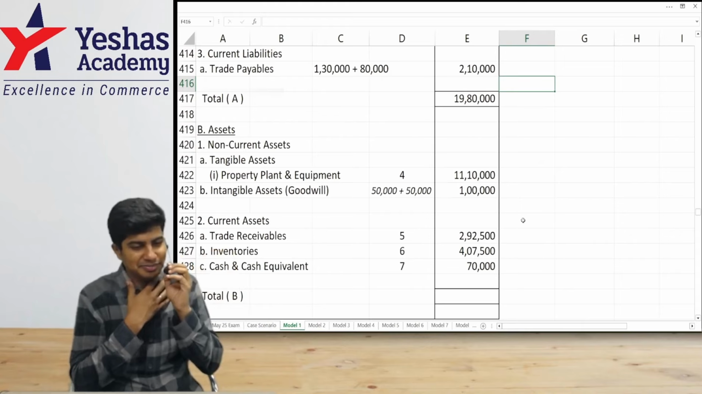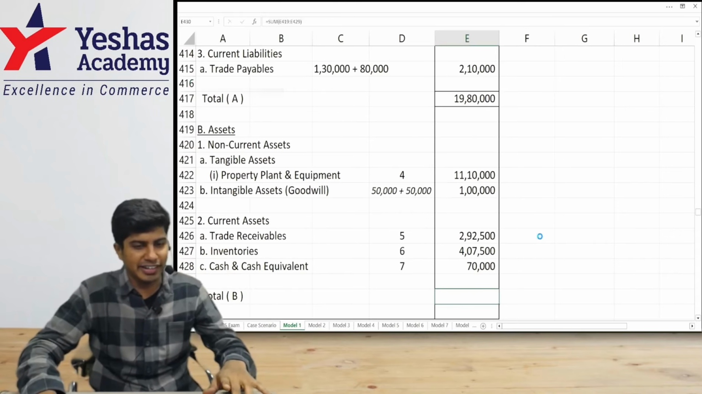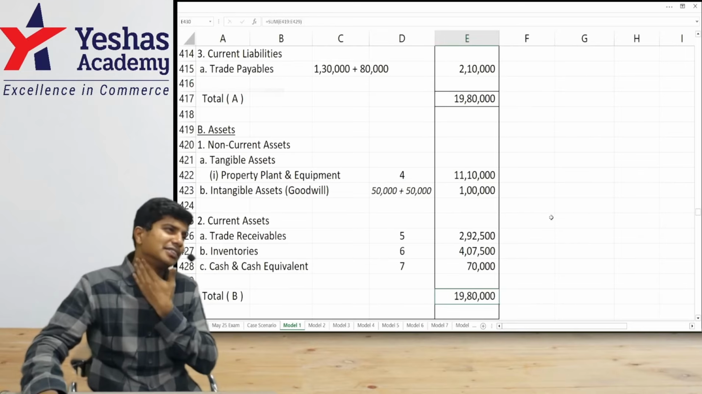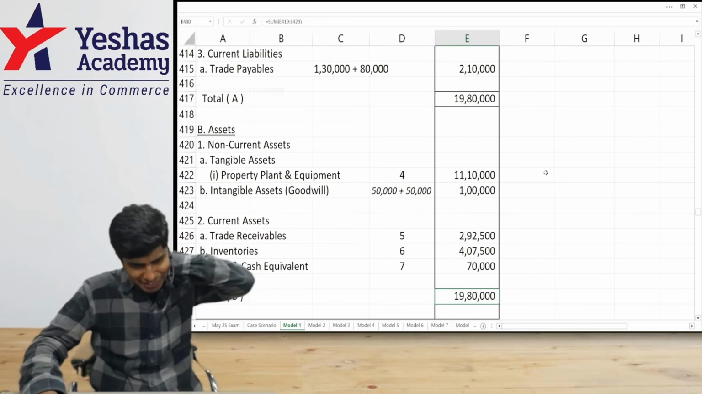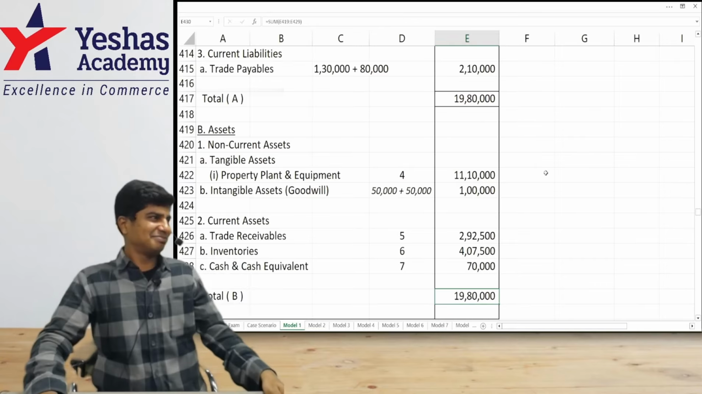My God, sorry. Okay. What do we get? 19 lakh? My God, what experience. Okay. Did the balance sheet tally?